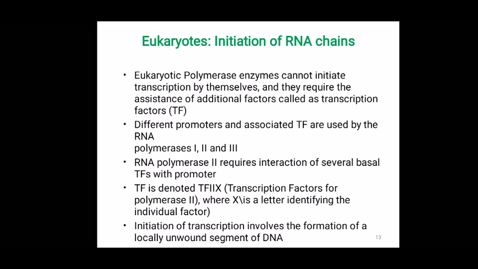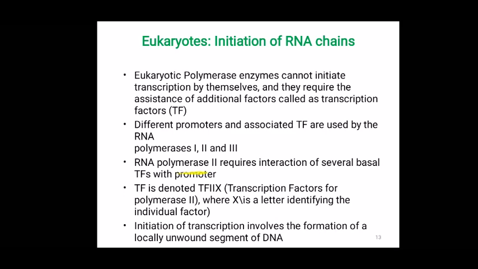Now we will see 3 steps of transcription in eukaryotes. First one is initiation of RNA chains. Eukaryotic polymerase enzymes cannot initiate transcription by themselves. They require the assistance of additional protein factors called transcription factors. Different promoters and associated transcription factors are used by the RNA polymerase 1, 2 and 3.